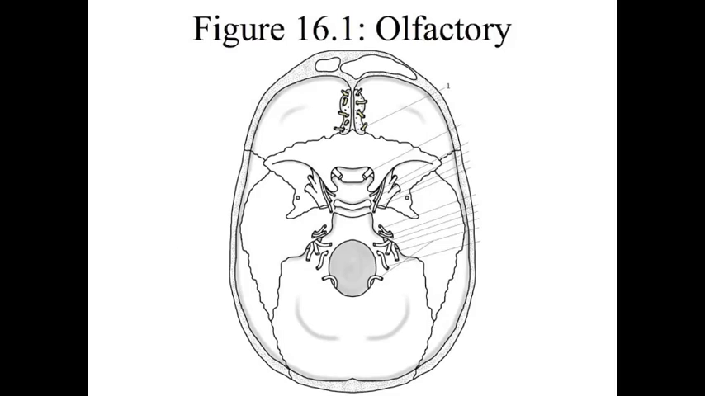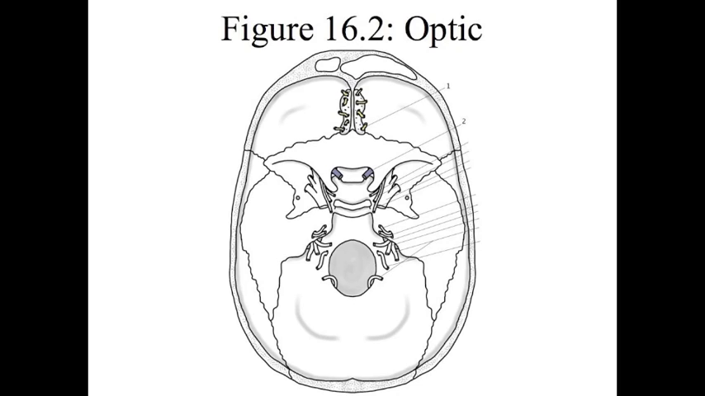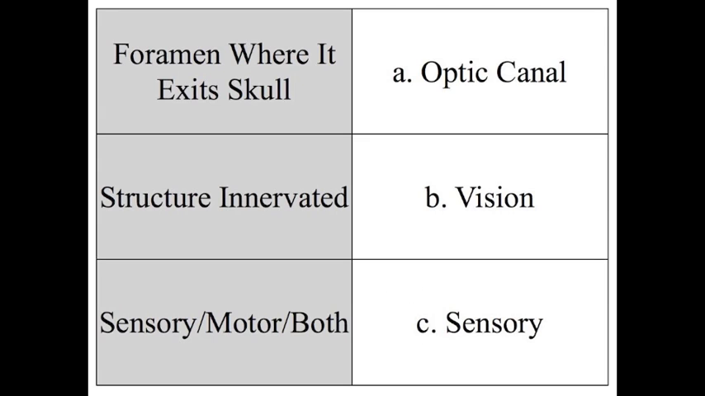Number 1 is the olfactory nerve. It exits the skull through the cribriform plate. It innervates your sense of smell, and it is a sensory nerve. Number 2 is the optic nerve. It exits the skull through the optic canal. It innervates vision, and it is a sensory nerve.